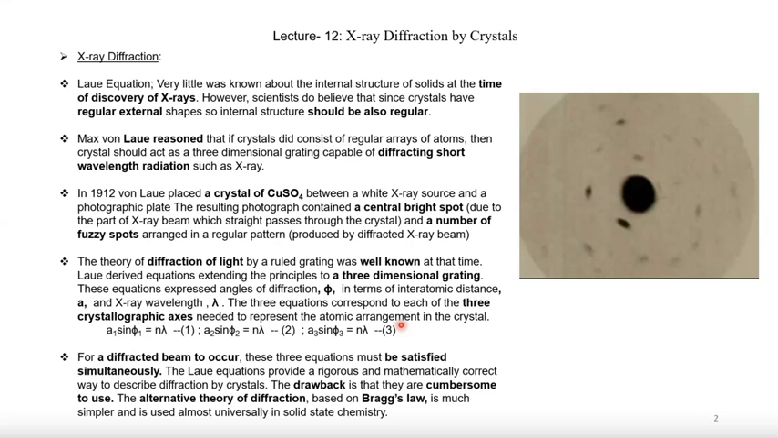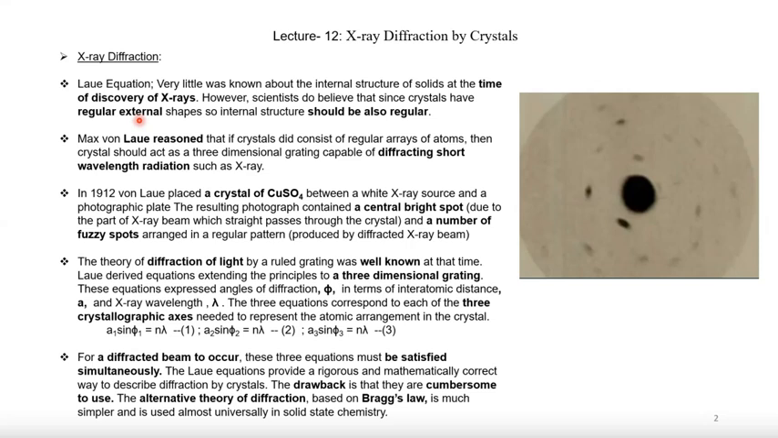But the theory he developed was mathematically correct, and that is what we call the Laue equation. These three equations are called the Laue equation, and with the help of the Laue equation, he could show the structure of copper sulfate. But the calculation was very cumbersome, as I said.